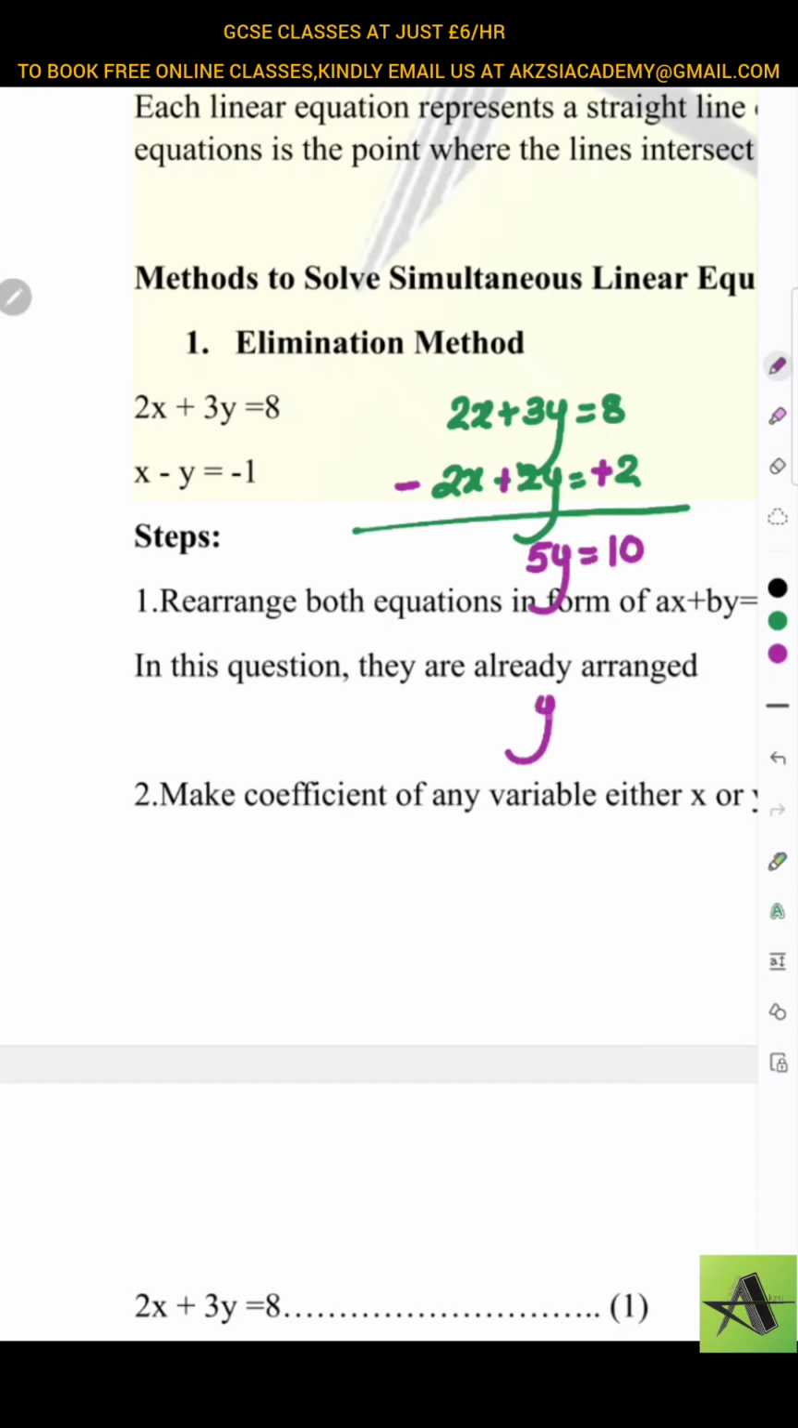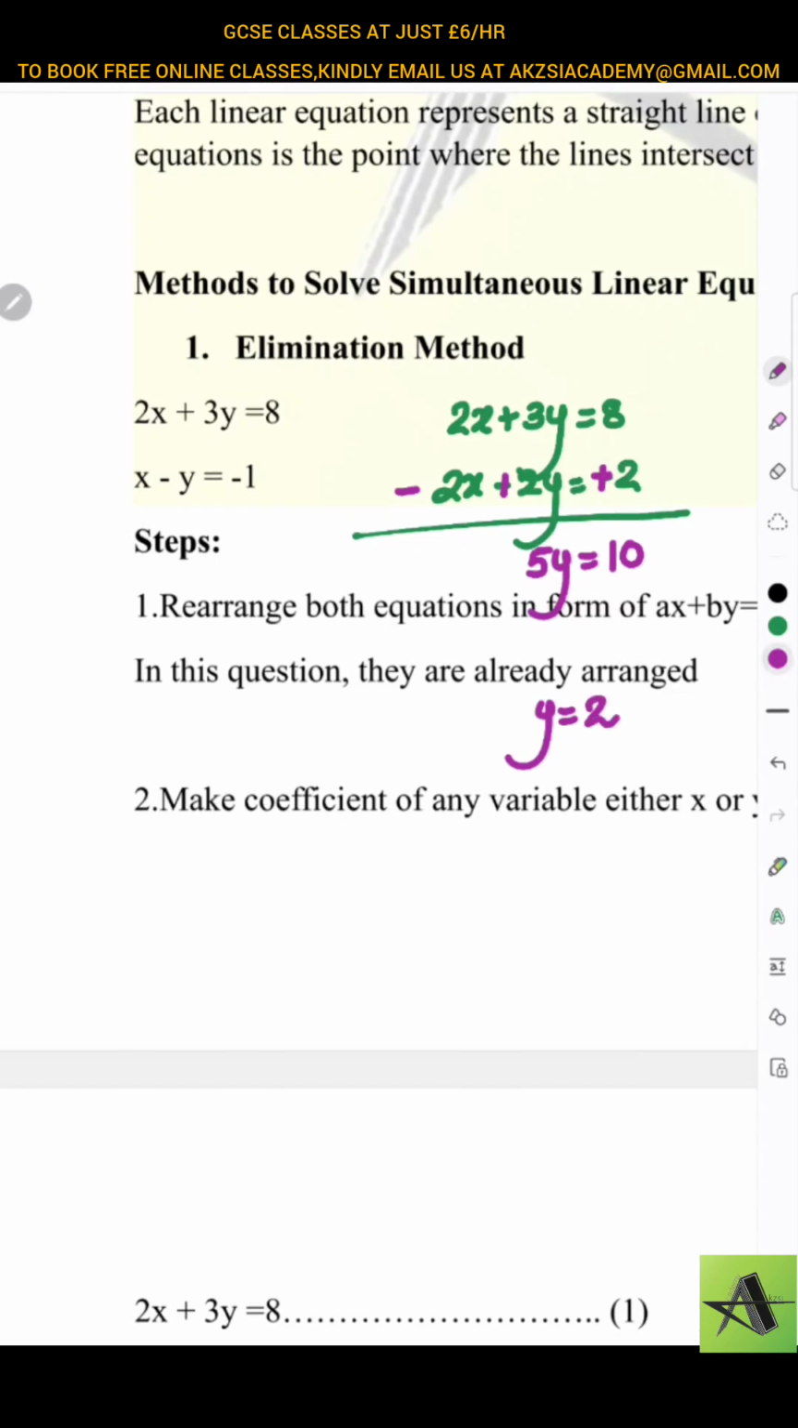From here, I'll get y equals 10 over 5, which is 2. We have already calculated the value of y. Now we have to substitute this value of y in either of the equations. There is no necessity, because I already explained that simultaneous equations are those equations that share the same values of x and y. So it doesn't matter in which equation you substitute this value, you'll get the same value of x. Let me substitute here because it seems to be a much simpler equation.